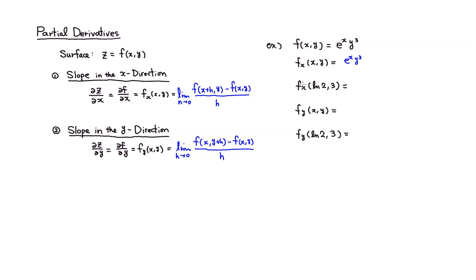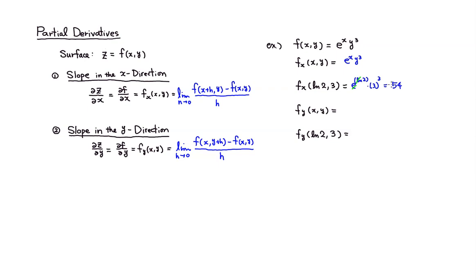If you want to evaluate the partial derivative f sub x at natural log of 2, 3, you plug in natural log 2 for x and 3 for y. So you have e to the natural log of 2, times 3 cubed. 3 cubed is 27, and e and natural log cancel out because they are inverses of each other. So essentially you're just going to get 2. So 2 times 27 is 54.